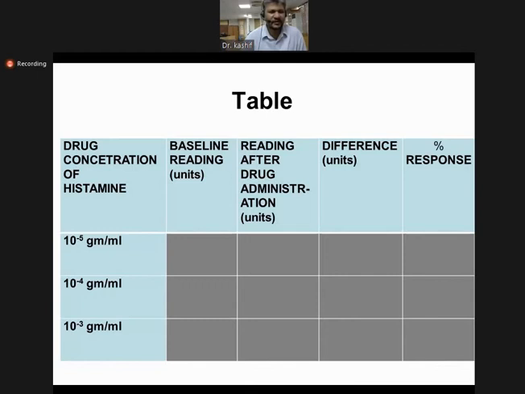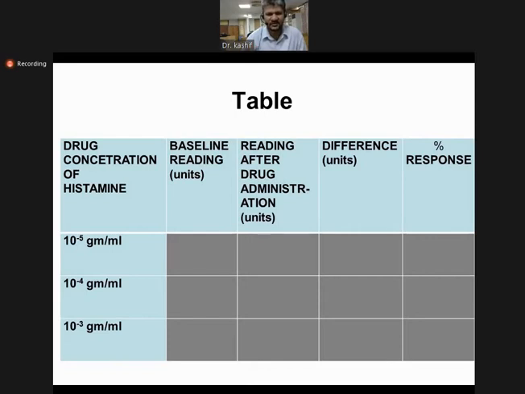This sort of thing is also tabulated. We make a table, and in the table on the left side we have different concentrations of the histamine. Then in the next column we have the baseline readings. Whatever the baseline reading comes in, the units come from the graph. So at different concentrations you have a baseline reading. Then you have a reading after drug administration. Then we find out the difference, and this is how you plot a response curve.